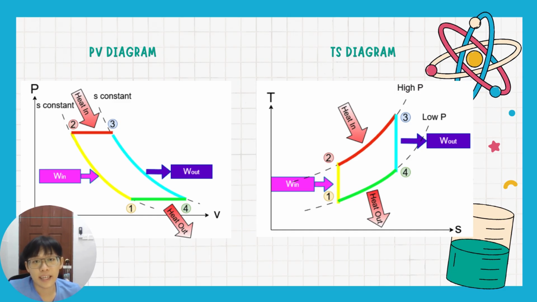The TS diagram is just the same. 1 to 2, the S is constant, the pressure is increased, and the temperature is increased. In 2 to 3, we are heating up our gas at the same pressure, so the temperature will increase rapidly. 3 to 4 is the work out by this cycle at constant S. And 4 to 1 is heat release at constant pressure.